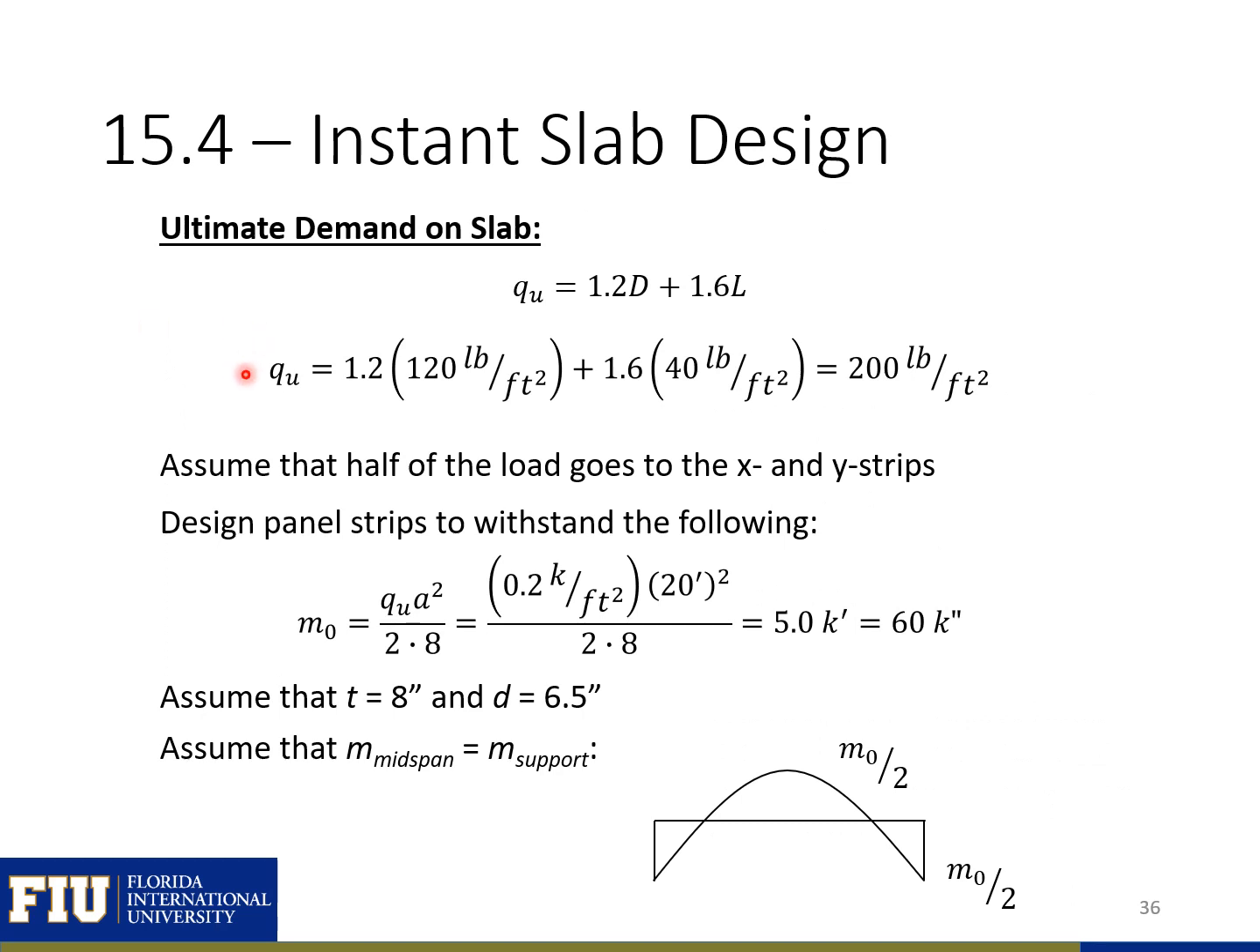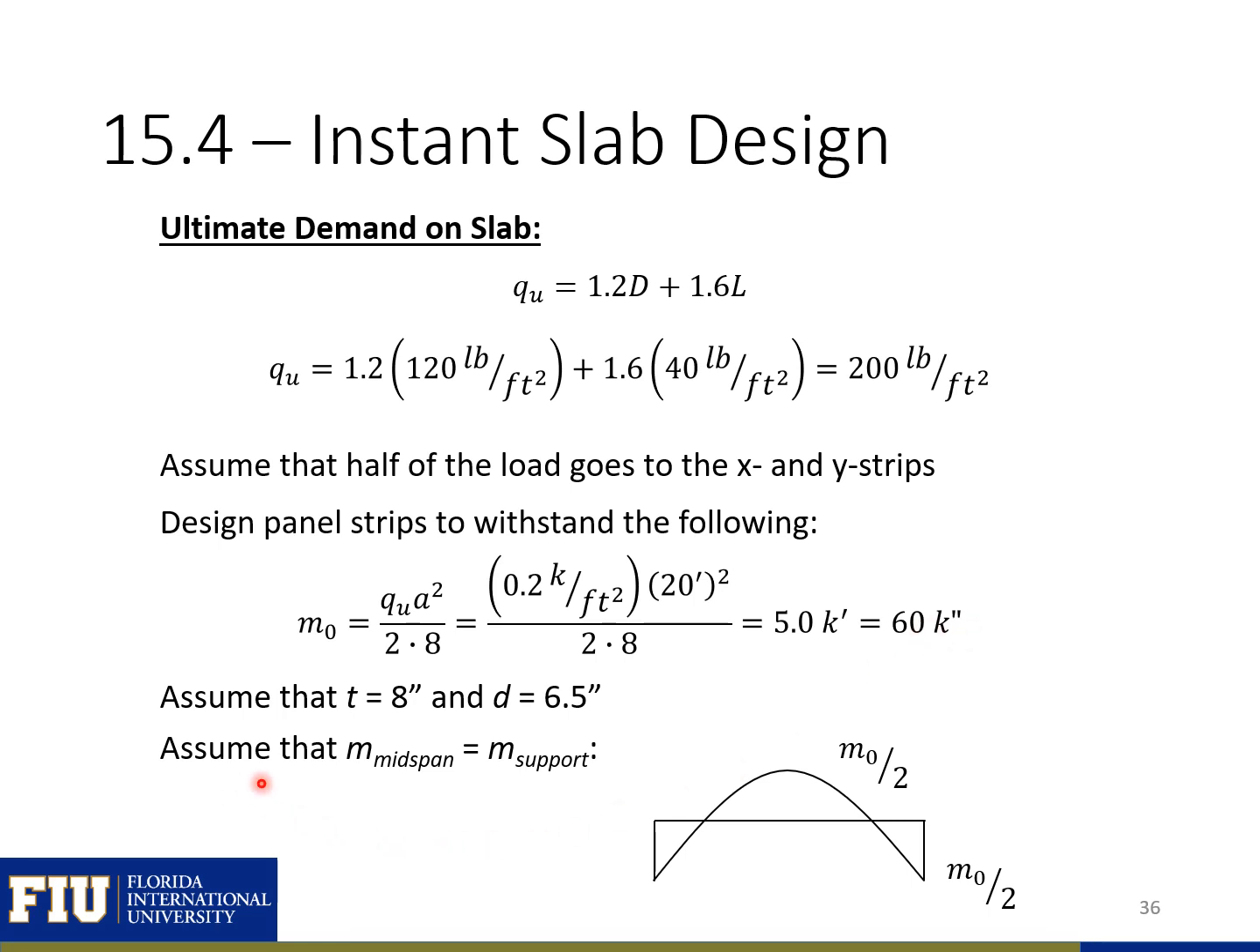We can factor this load using our normal load factors, so 1.2 times dead and 1.6 times live, which will give us a design ultimate load here of 200 pounds per square foot. And we're going to assume that about half of that goes in the X strips and half of it goes into the Y strips. So that means that the design moment we'll design for in each direction is Q sub U times A squared over 8, and then divide by 2 to get an equal moment going in each direction. So that gives us about 60 kip inches going in each direction.